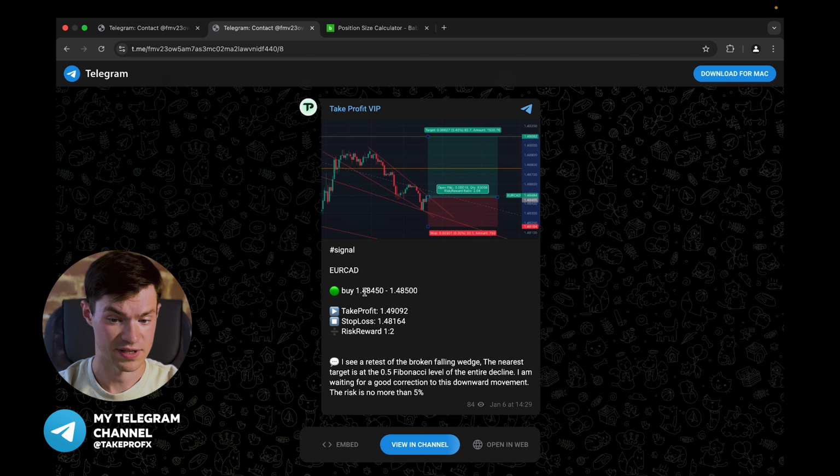This signal was perfectly described in my Telegram channel. Here we have a buy point. Take profit is just the level of 0.5 of Fibonacci, and stop loss we have set according to the risk reward from 1 to 2.